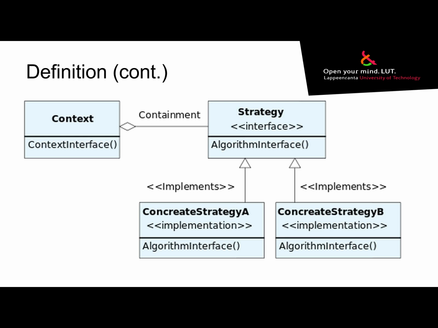Here's the UML. As you can see, here's the context. Basically the product that the client will be using. And this context contains different strategies. And we are using a strategy interface where we are just defining a method that then will be implemented in the concrete classes after the inheritance.